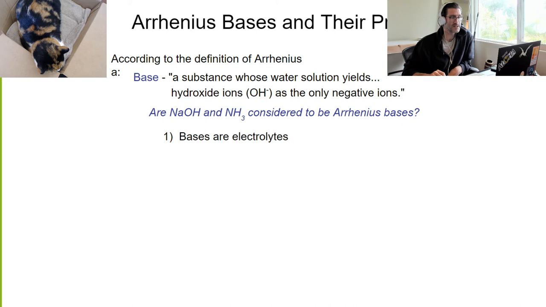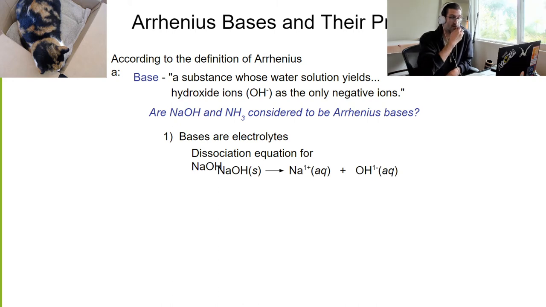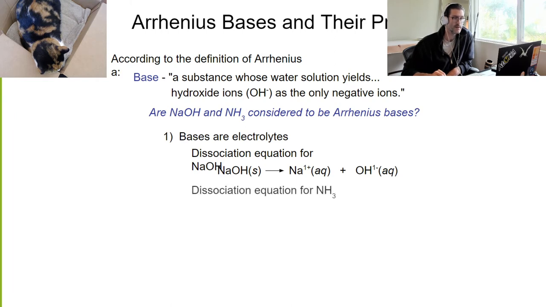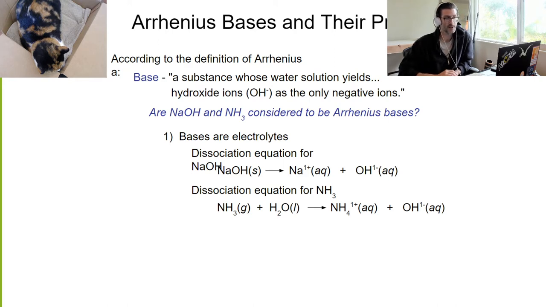So some more properties of bases. Bases are electrolytes, so they will change the electrical conductivity of water. Here's a dissociation equation for sodium hydroxide. This should look pretty familiar. We get sodium ions and hydroxide ions in solution. Here's a dissociation equation for NH3.